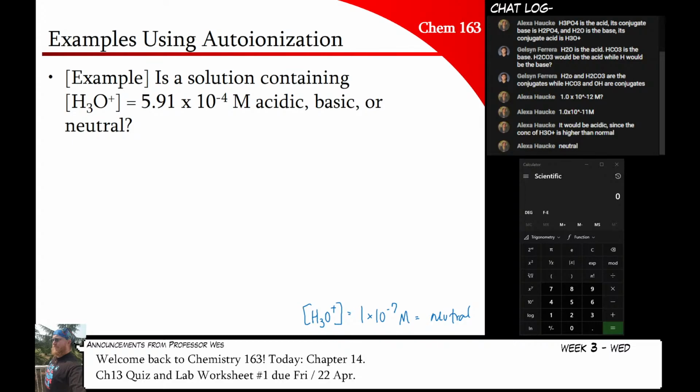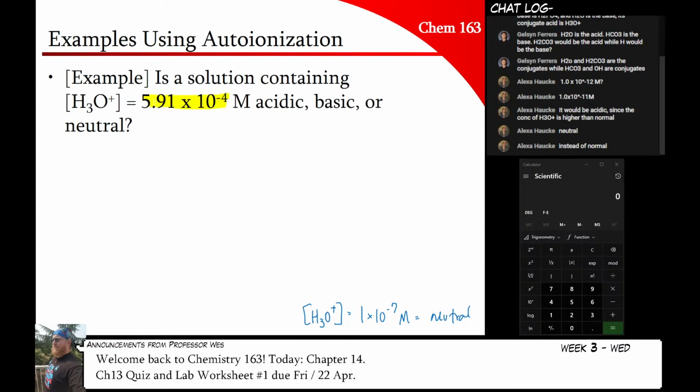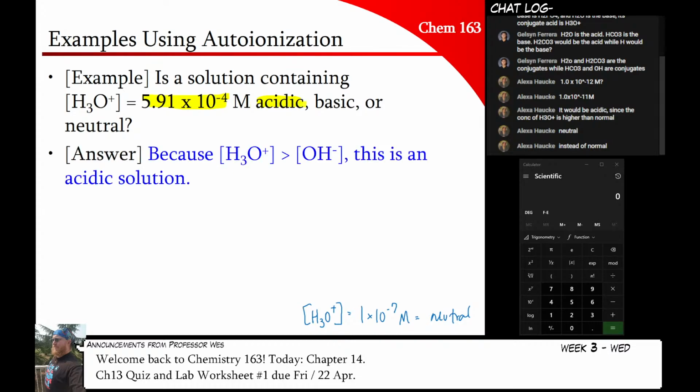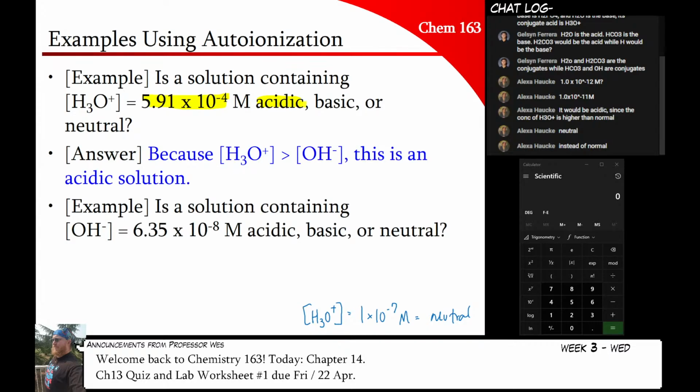All right, so let's go over the answer here. So if you have a number that's higher than that number down there at the bottom, then it must be acidic. So I have more acid than I would at the neutral point. So therefore, this must be acidic. Good. All right, how about this one? Is this acidic, basic, or neutral?